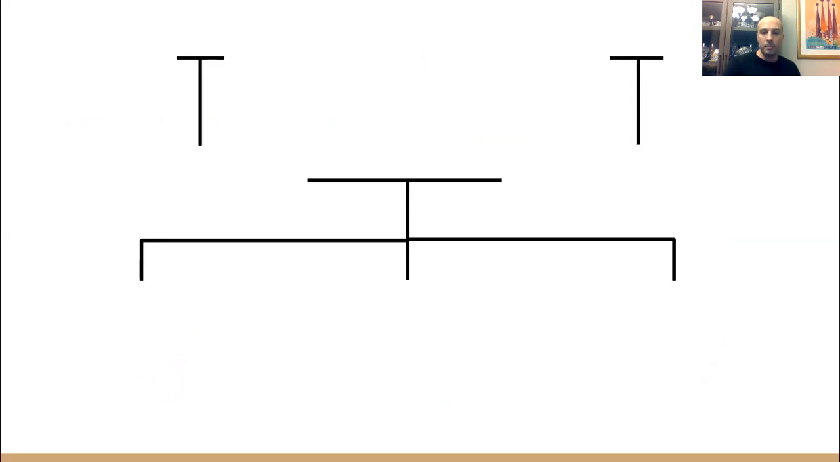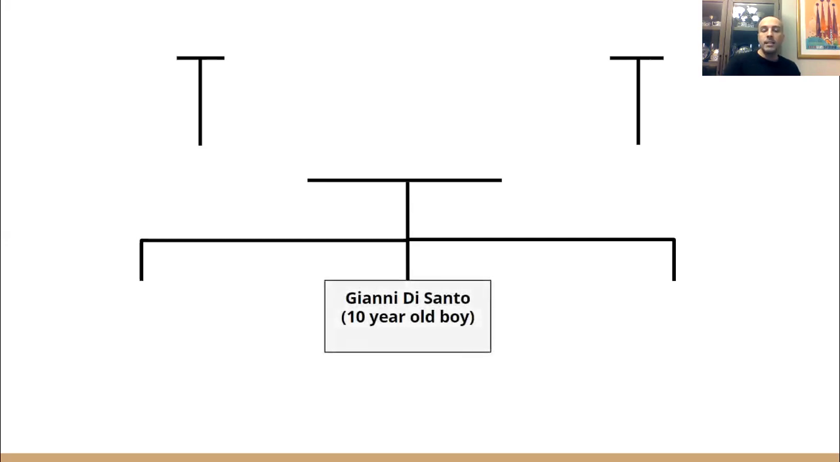Okay, so everybody should have a pen and paper, which you're gonna use after I show you this. You're gonna spend some time making the family tree for your character. Okay, so I decided that my character's name is Gianni, not Filippo. I take that back. So my character, his name is Gianni De Santo.